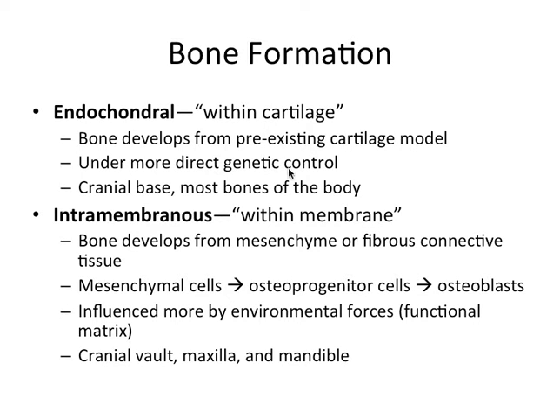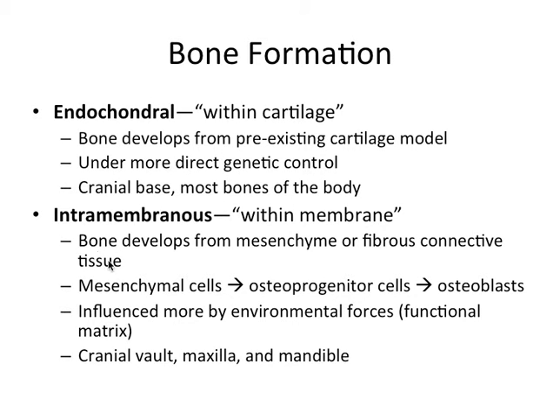So if we're talking about our theories of growth control, it's that first one that has to do with endochondral ossification. And it describes the cranial base, how the cranial base grows, and how most bones of the body, the femur and the humerus, all grow by endochondral ossification.